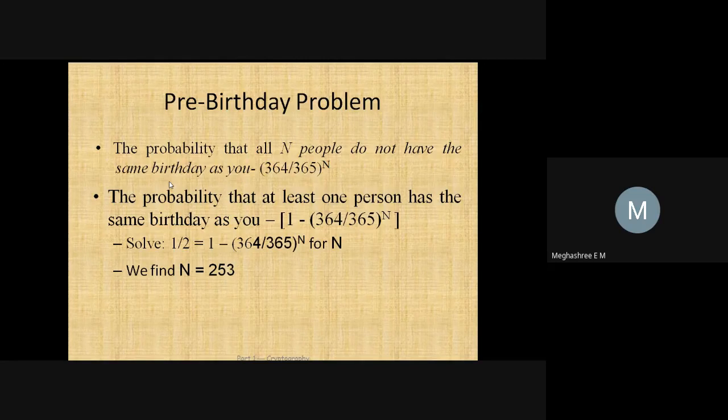Okay, so in the last class we discussed the probability that at least one person has the same birthday as you, where we calculated the n value as 253.